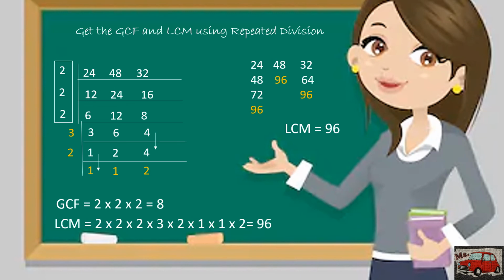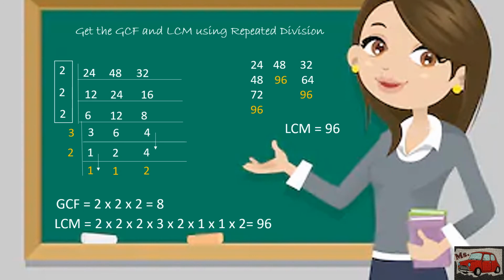Okay, so we have our last example. So, let's get the GCF and LCM of 24, 48, and 32. So, we'll use the repeated division. So first, we need to find out the prime number that we can divide sa mga tatlong to. And then we have 2 kasi nga hindi pwedeng i-divide ang 3 kay 32. So let's use 2. So 24 divided by 2, we have 12. 48 divided by 2, we have 24. 32 divided by 2, we have 16.